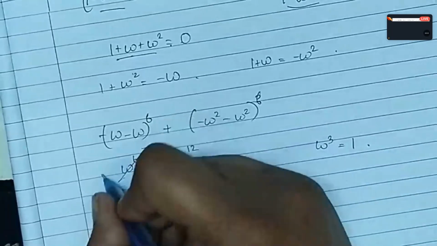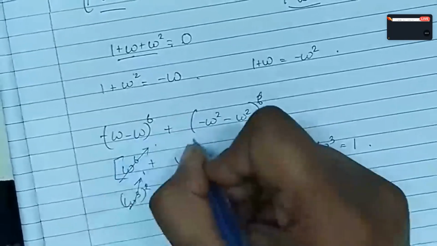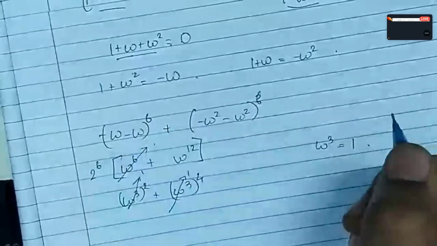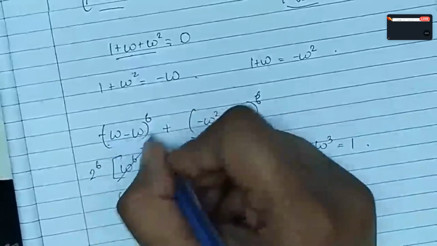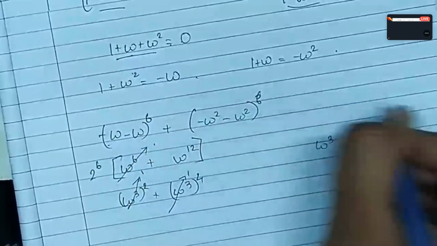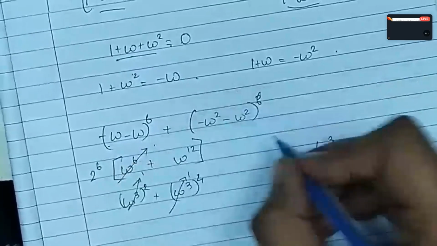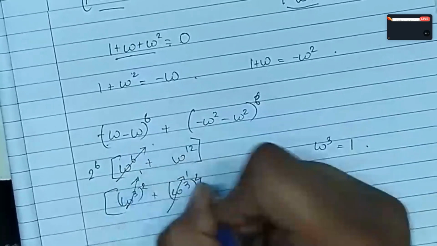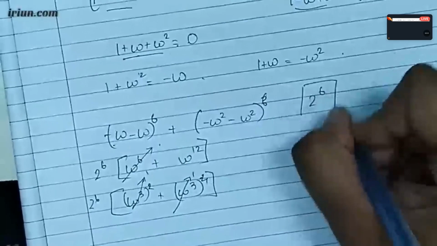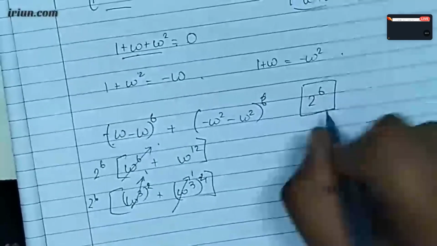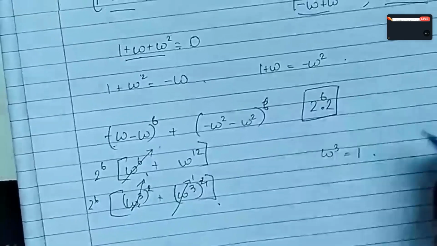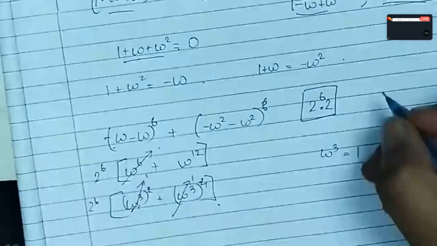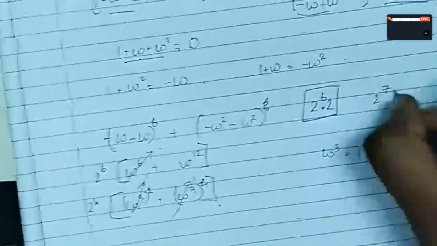Sorry, this is 2 raised to 6 common, because it's 2 omega raised to 6 and 2 omega square raised to 6. So 2 raised to 6 is in common. So it becomes 2 raised to 6 times 1 plus 1, which is 2. So the answer to the equation is 2 raised to 7.